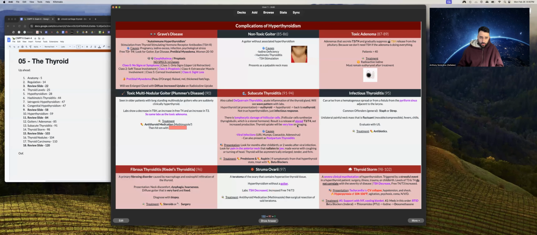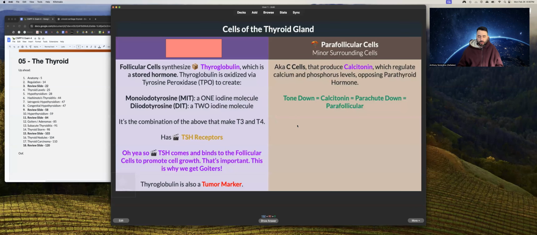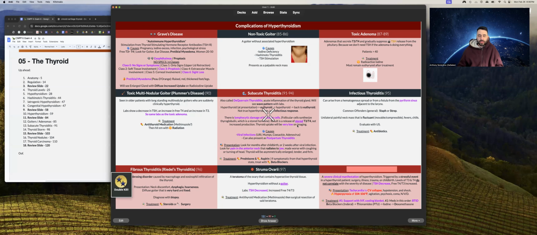All right, antithyroid medication, methimazole, then hit them with radiation. This is for toxic multinodular goiter or Plummer's disease. Follicular cells, that's it. This is the primary cells of the thyroid. Okay. Bottom right here, this is of hyperthyroidism. Think about this for a second. It's not myxedema coma, it's simply thyroid storm.